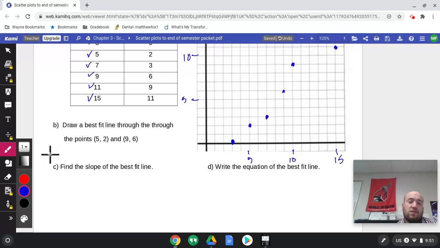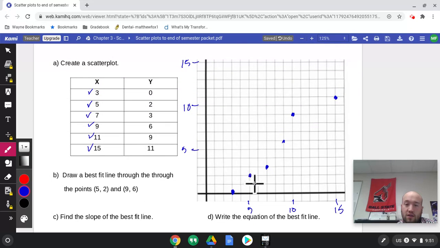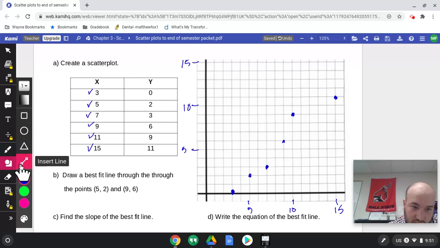Now, it says here, draw a best fit line through the points 5, 2, and 9, 6. So 5, 2 right here, 9, 6 right there. To draw a best fit line, it has to go through those points. So it looks something like that. Now, obviously, it would keep going, but it should go through those 2 points. As you can see, some are on the left side above it, some are on the right side. It kind of goes through the general mass.